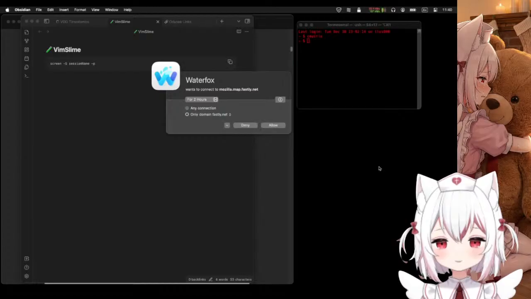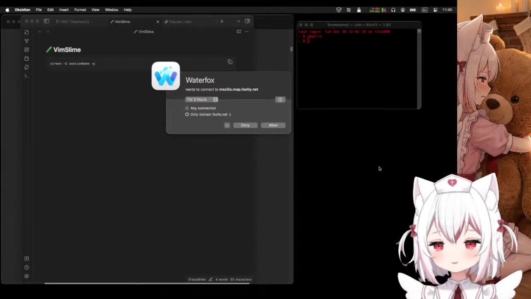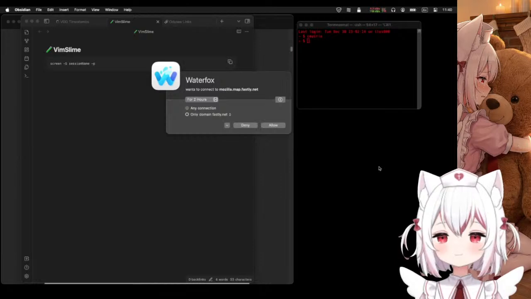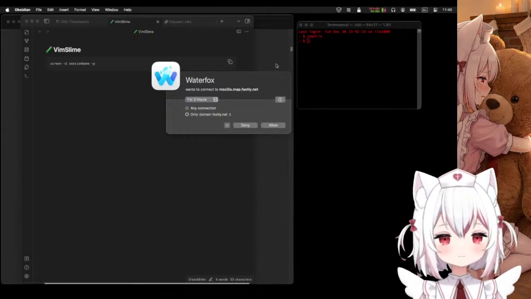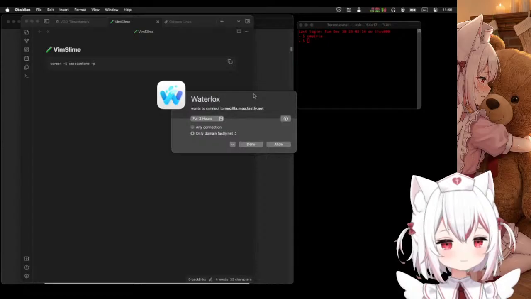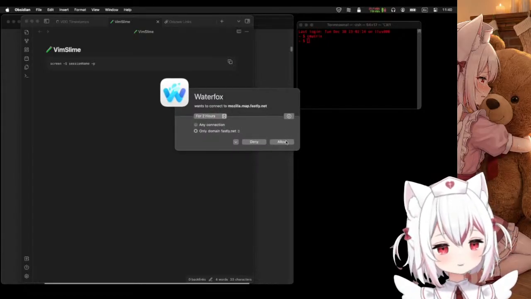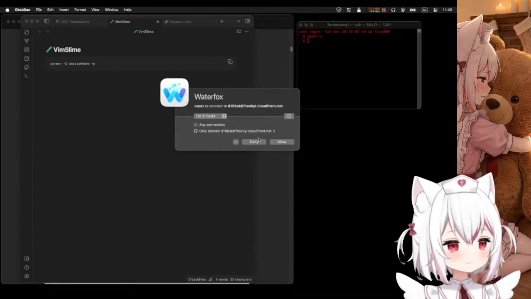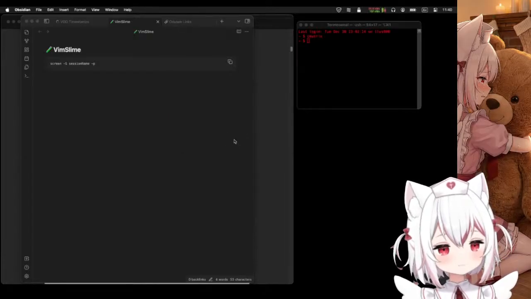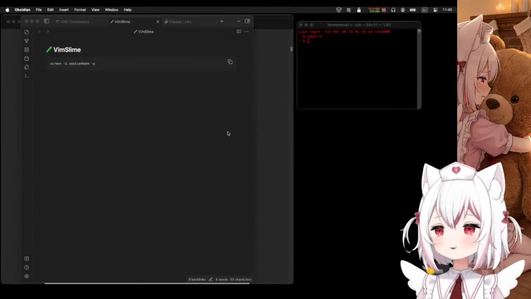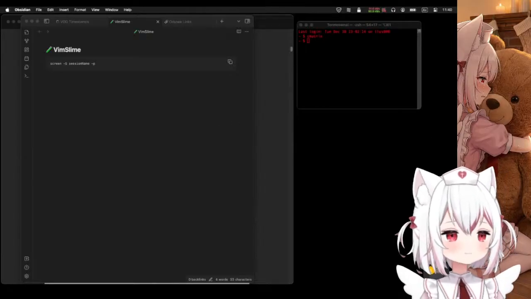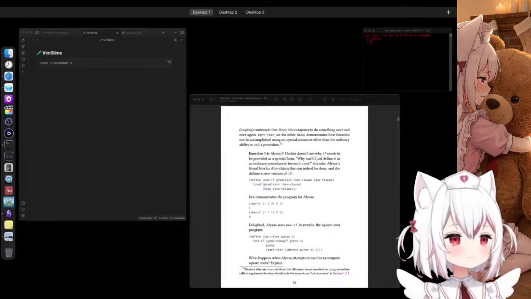I've been seeing some stuff about Waterfox. I'm pretty sure it's not as hardened as LibreWolf, but it's pretty sleek. So I've been using it and trying it out. I like it so far. I don't know why it wants to make all these connections. Anyway, I do need a window.